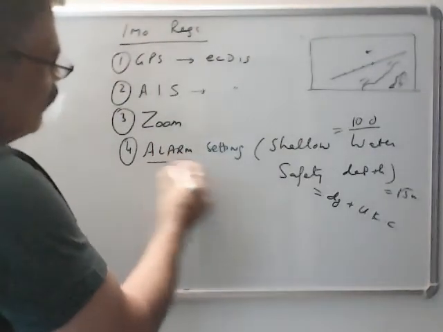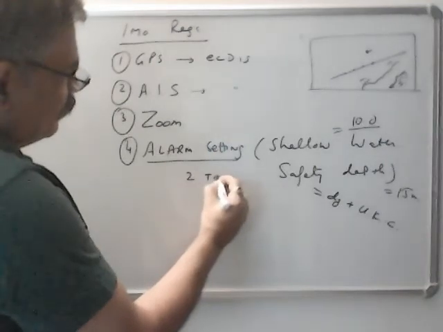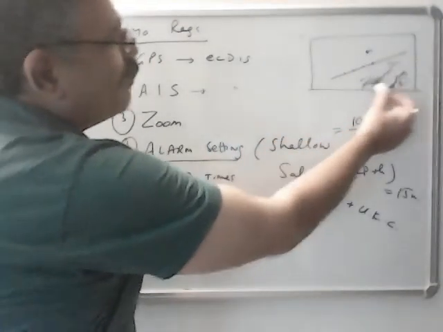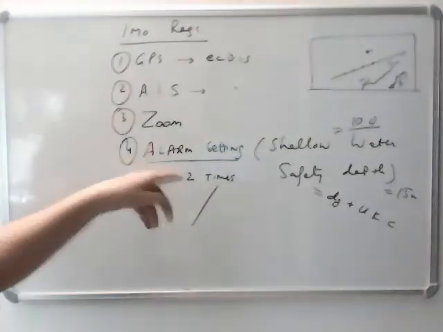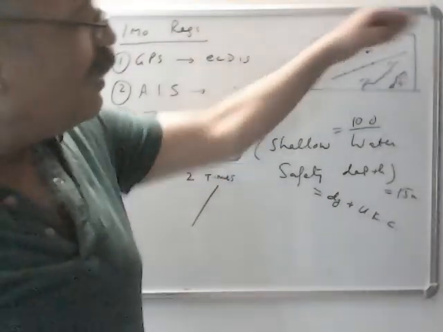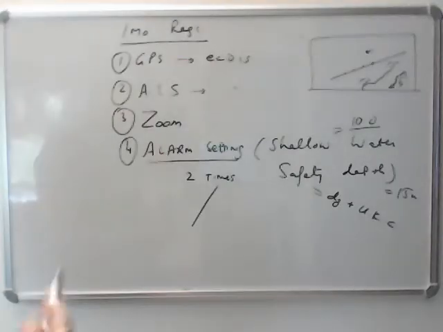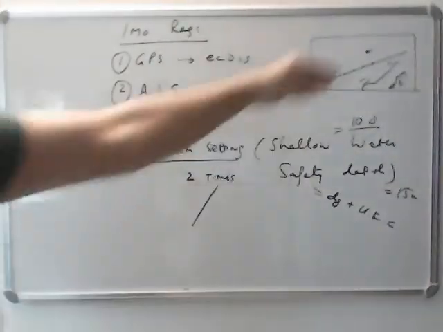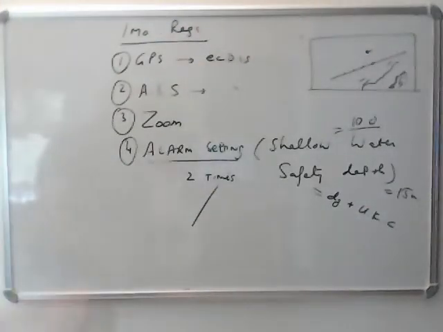These alarm settings will sound two times. First, when you are making a passage plan and you run into shallow waters, it will sound. And second, when the ship is actually moving on the planned course and gets diverted into shallow patches due to current, etc., it will sound again. So these are some of the IMO regulations.